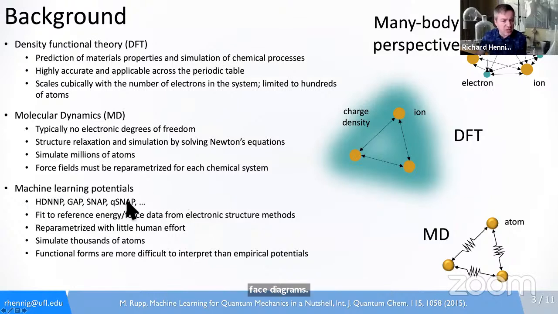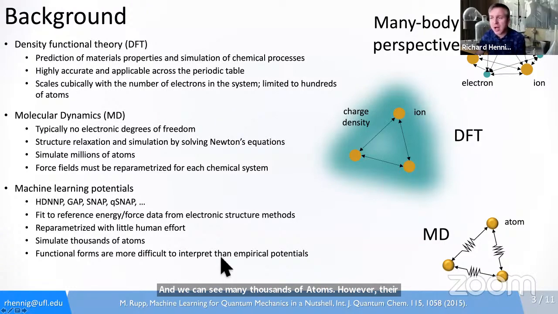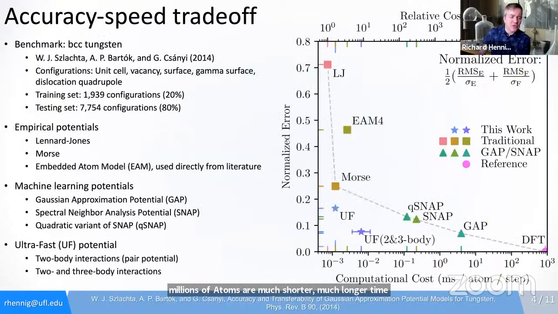And so machine learning potentials have the advantage of being highly accurate, as well as being very efficient in evaluating properties compared to DFT. They fit to reference data from DFT. They can be reparameterized with very little human effort, and we can simulate thousands of atoms. However, their functional forms are often difficult to interpret compared to empirical potentials, and they're not quite as fast as we'd like, to go to something like millions of atoms or much longer timescales. And so, as in almost any computational technique, there is an accuracy-speed trade-off.